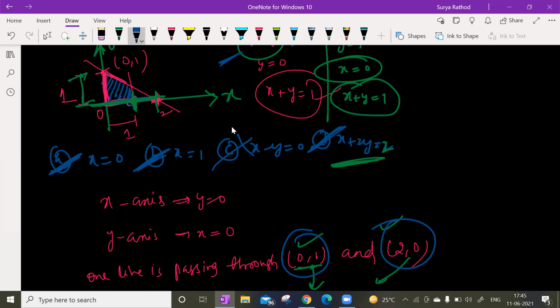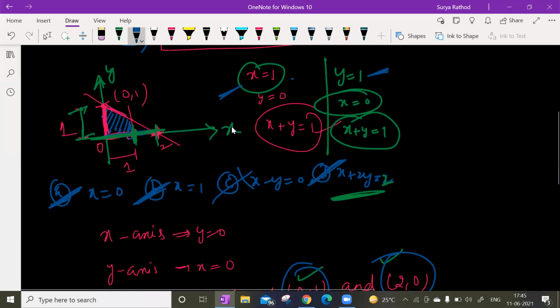X is equal to 0 is a line. X is equal to 1 is a line. X minus y is equal to 0 is a line. X plus 2y is equal to 2 is a line. Every line we have to check, and here we have checked everything. If x is equal to 1, as per this, y is going to be 0. If you substitute, this equation is going to satisfy. On the x-axis, my y value is going to be 0. On the y-axis, my x value is going to be 0.